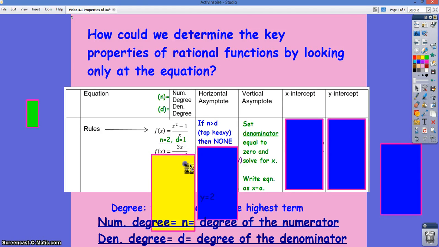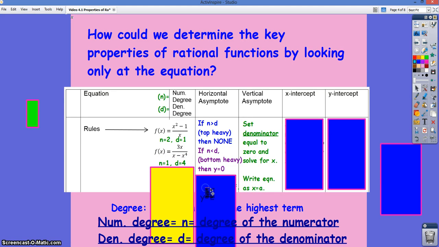If our equation is bottom-heavy, like the next example, okay, so here the degree of the numerator is the exponent here, which is 1, and the degree of the bottom is 4. Okay, this is the term with the highest exponent. So my degree of the numerator would be 1, degree of the denominator is 4. So this is an example of a bottom-heavy rational function. In this case, our horizontal asymptote is y equals 0.